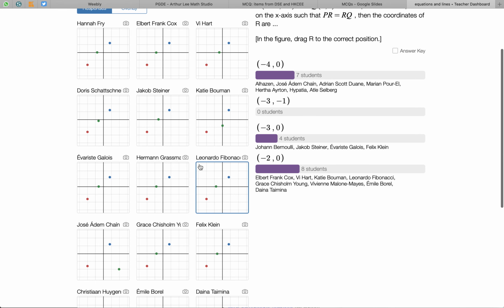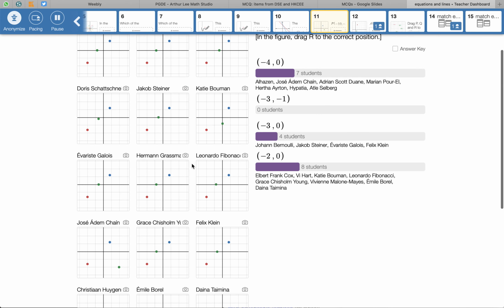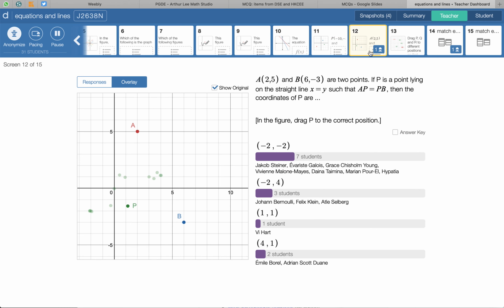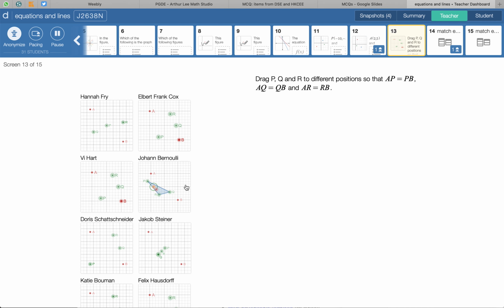So you put it aside, these are individual graphs, and you put them together, you can see most of the students can put the point in the positions that we point to. So these are extra features that you can make use of in answering these questions.